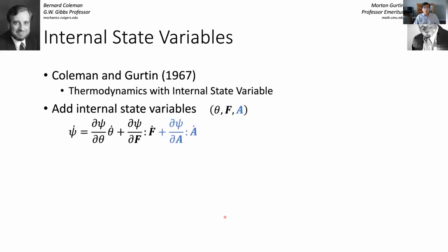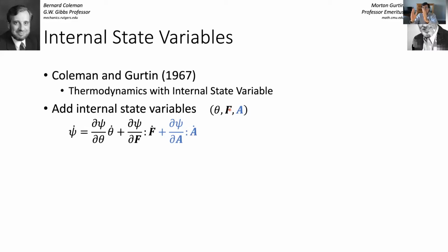Now what happens with the concept of internal state variables? So this again was introduced in 1967. Let's say that you want a viscoelastic material. So you have a spring in series with a dashpot. So for the spring and dashpot, you can measure the total deformation. So the deformation gradient is an observable variable. You can measure the whole deformation.